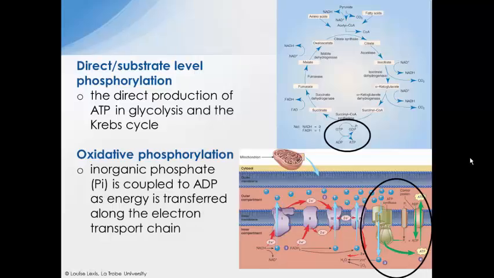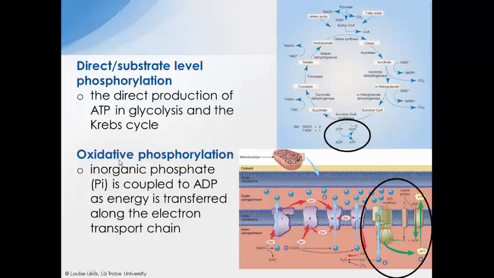Two terms that you should be familiar with are direct or substrate level phosphorylation and oxidative phosphorylation. Direct or substrate level phosphorylation refers to the direct production of ATP in glycolysis and also the Krebs cycle. And you can see here, as I mentioned before, this is where an ATP is produced per cycle of the Krebs cycle. So 2 of these are produced per glucose molecule. This is direct or substrate level phosphorylation.